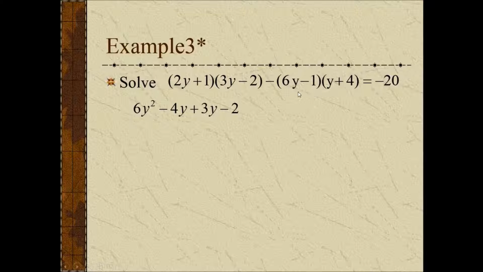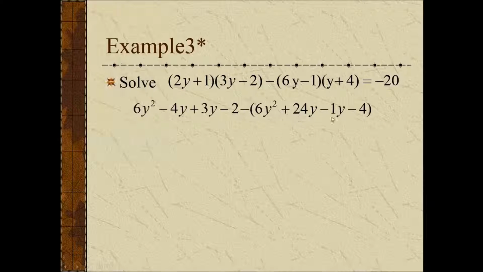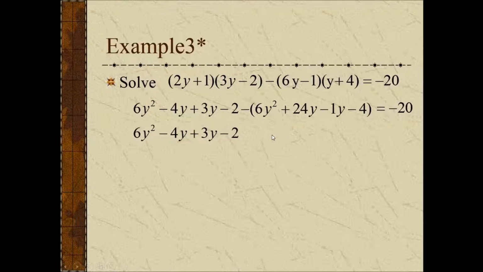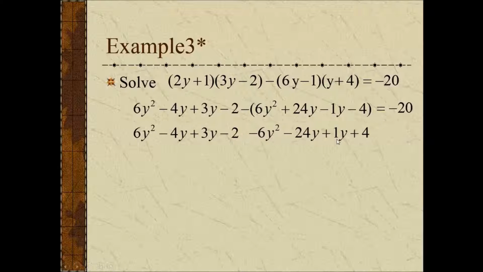Foiling these next 2 parentheses, I get 6y squared plus 24y minus 1y and minus 4. But remember, I've got this negative sign here to distribute through these. So that's going to change the sign of every term in this parentheses. I'll get the original 4 terms, and then a minus 6y squared, a minus 24y, a plus 1y, and a plus 4. So it turns out these quadratic terms actually cancel each other out. They add up to 0. And I do wind up with a linear equation.